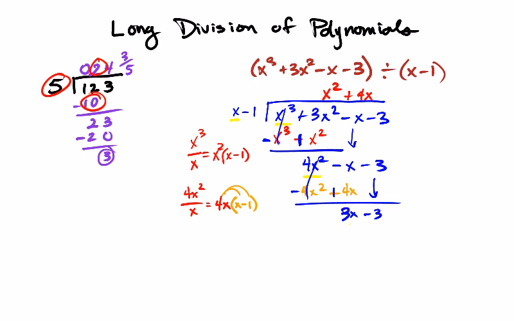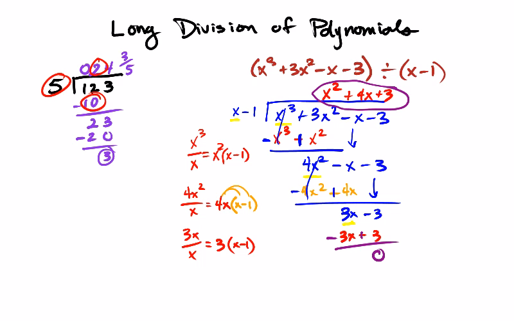How does 3x go into x, or how does x go into 3x? So you would have 3x over x, which is just 3, so plus 3. And then I multiply 3 times x minus 1, and that would be 3x minus 3. And when I change the signs, minus and plus, and I add down, I end up with 0. And if the remainder is 0, great for us. And so that means that it divided evenly, and our answer is x squared plus 4x plus 3.